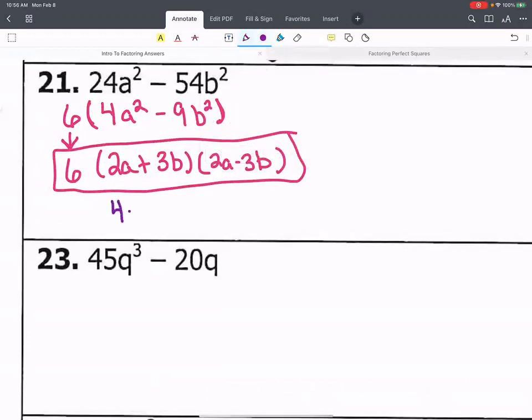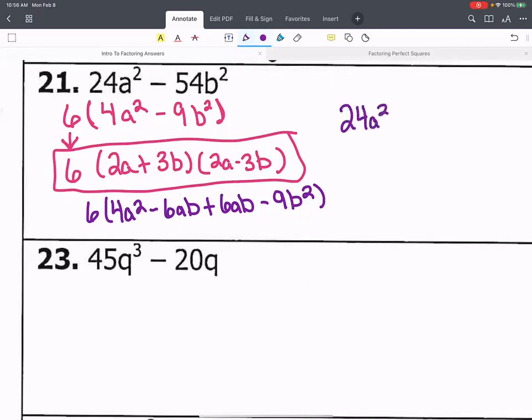2a times 2a is 4a squared. And then I have negative 6ab plus 6ab minus 9b squared. And I still have that 6. So when I distribute all that, I get 24a squared. These are going to cancel, so I'm going to cancel those before I even distribute. And then minus 54b squared. So my check works.